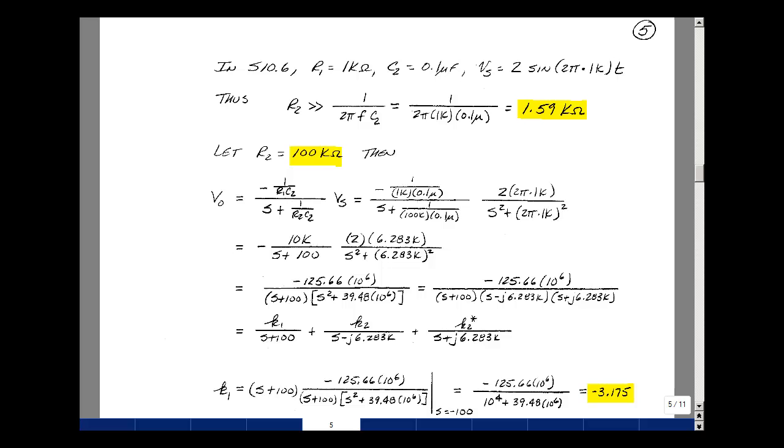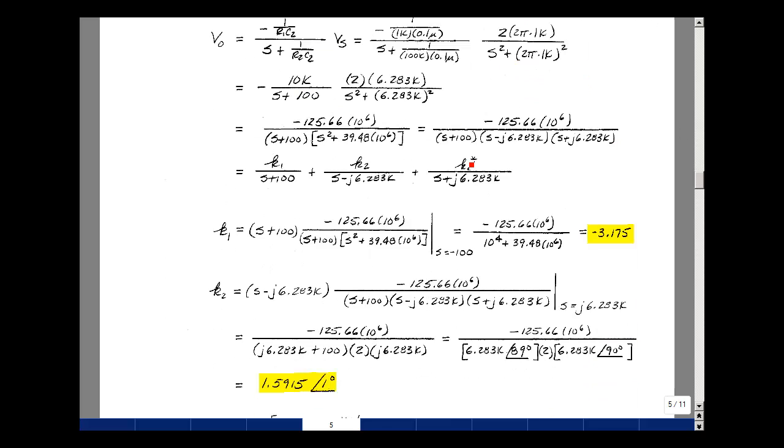Let's solve for k1 and k2. We'll take our expression and multiply it by s plus 100 and let s equal minus 100. Cancellation, and we just get this quantity divided by minus 100 squared plus 39.48 times 10 to the 6th. That turned out to be a minus 3.175.